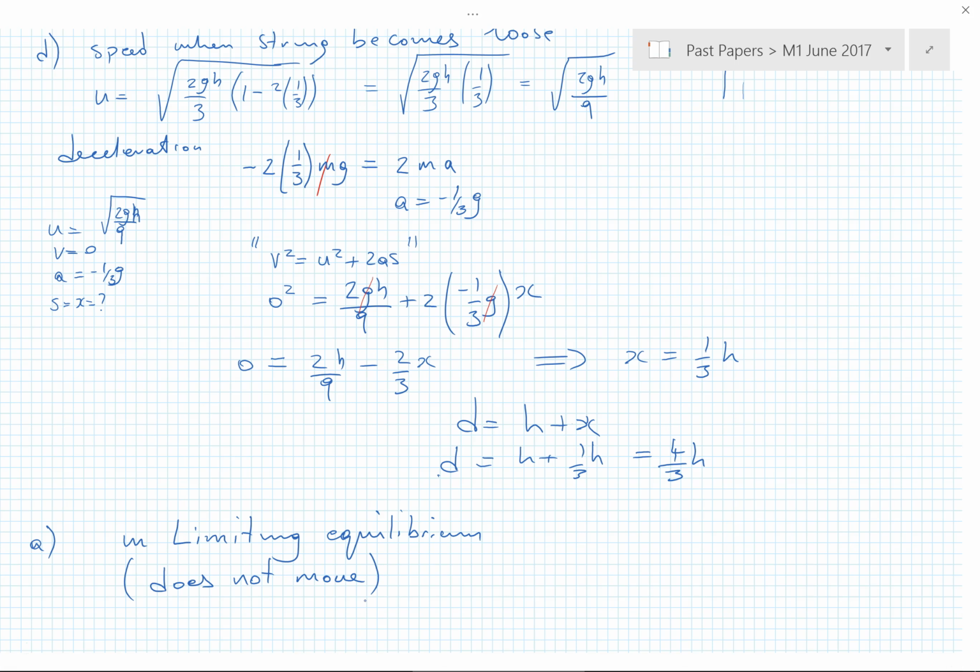But if it's actually equal to half, it's just on the point of moving. So mu greater than half would be non-limiting equilibrium, if you like, whereas if mu equals half, limiting, but either way it doesn't move. And of course if mu is less than half, we've got the situation we've just been working on, with it accelerating. Okay, so that's it.